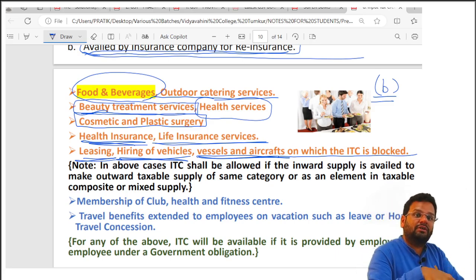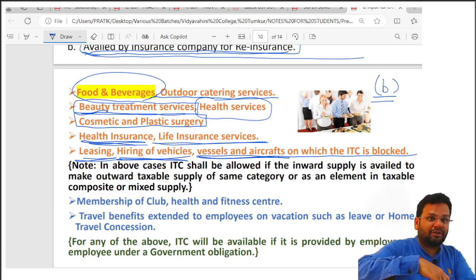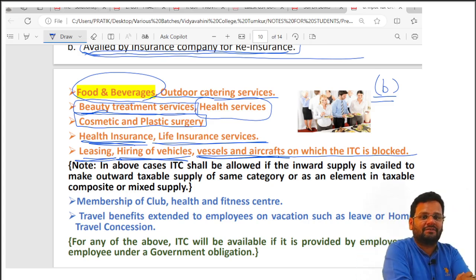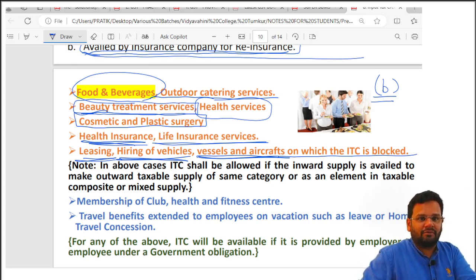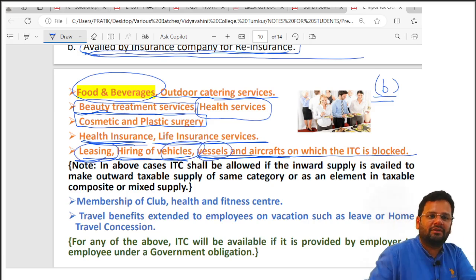If he is using it for outward taxable supply of transportation of passengers, meaning the transport company takes a Maruti Omni on lease for outward taxable supply of transportation of passengers, then ITC shall be allowed. ITC will be blocked if it is taken on lease for transportation of employees. That's the whole point: leasing of vehicles, vessels, aircraft, ITC has to be blocked.